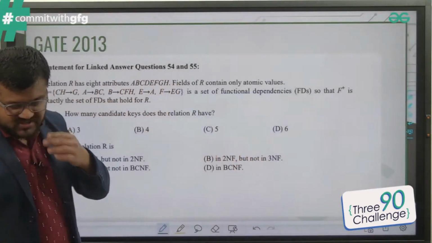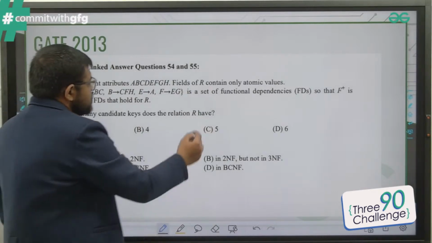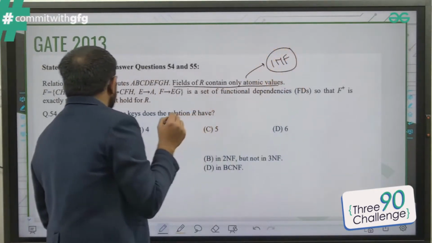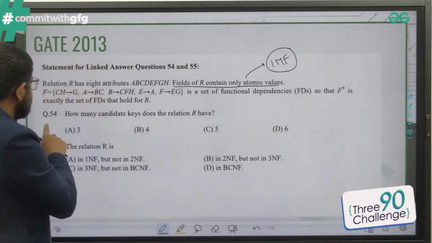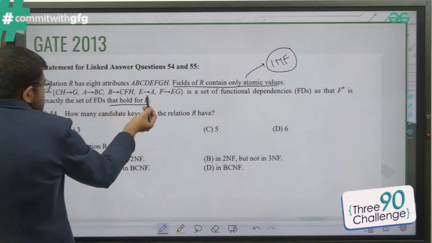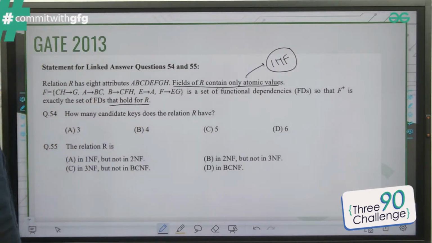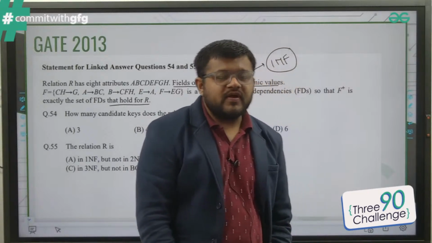What will be the answer for this? Relation R has 8 attributes. Fields of R contain only atomic values. Now, fields of R containing only atomic values means the table is in 1NF, that we have to assume. These are the functional dependencies, a set of functional dependencies, so that F plus is exactly the set of functional dependencies that hold for R. How many candidate keys does the relation R have? So how can we find the candidate keys? Candidate keys means the minimal super key, right? How can we find the minimal super key?